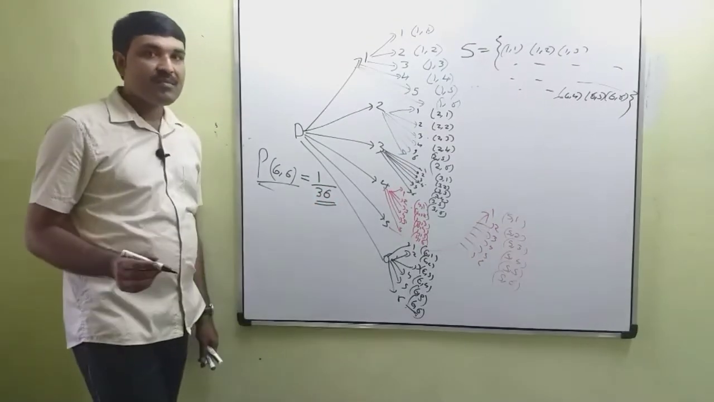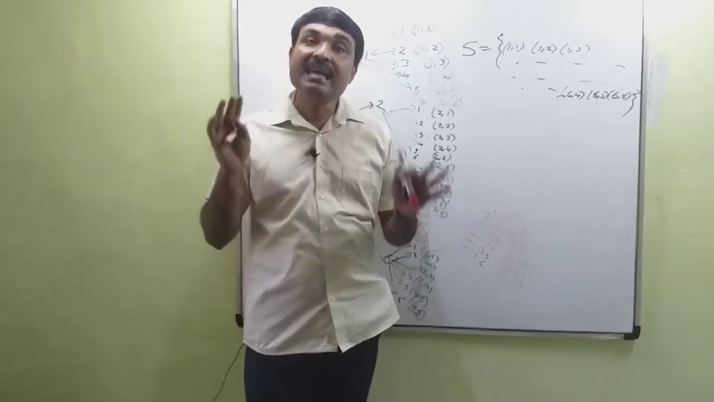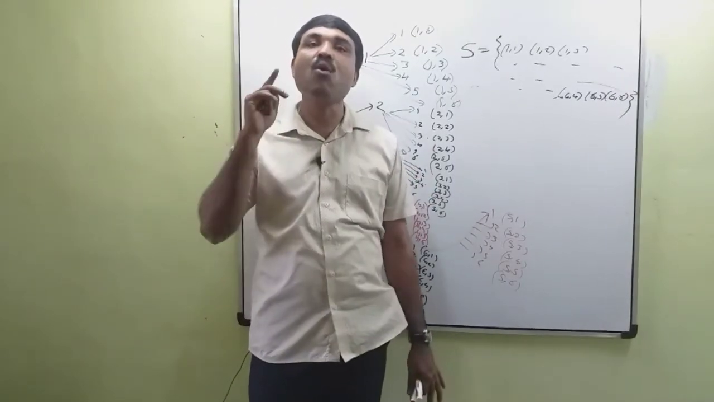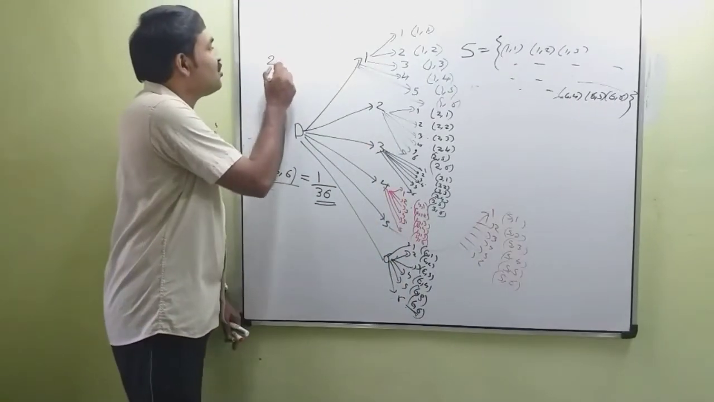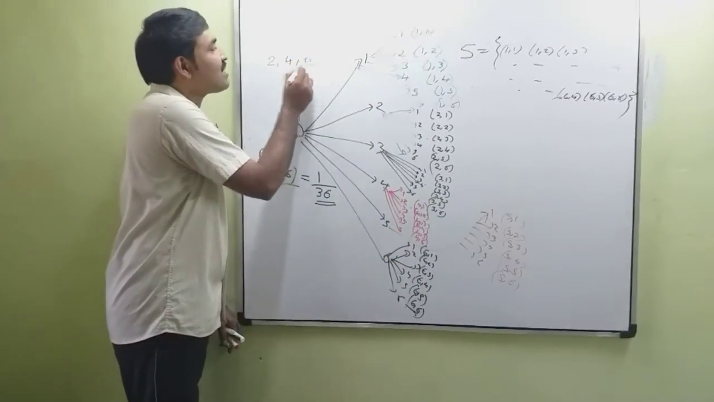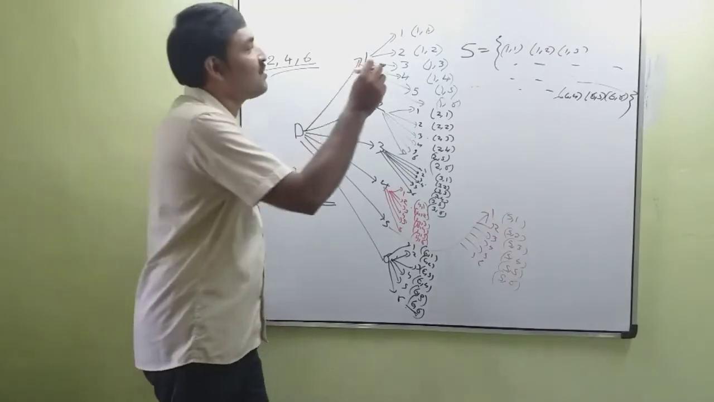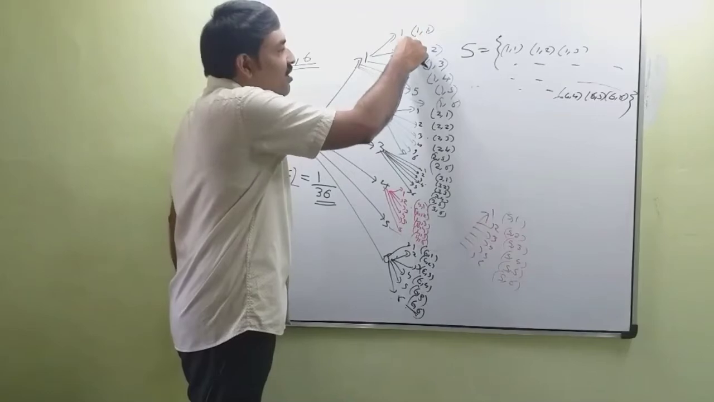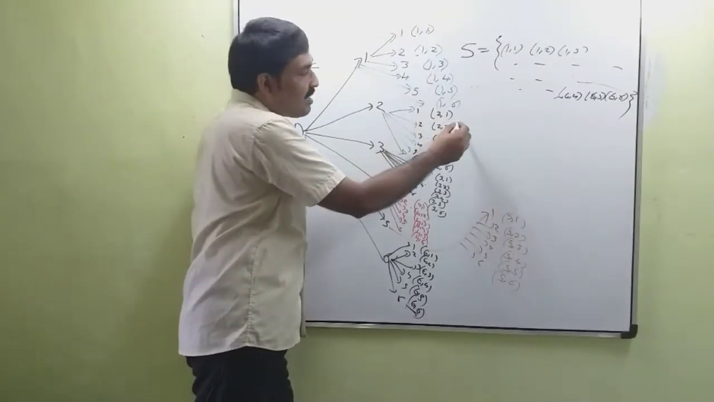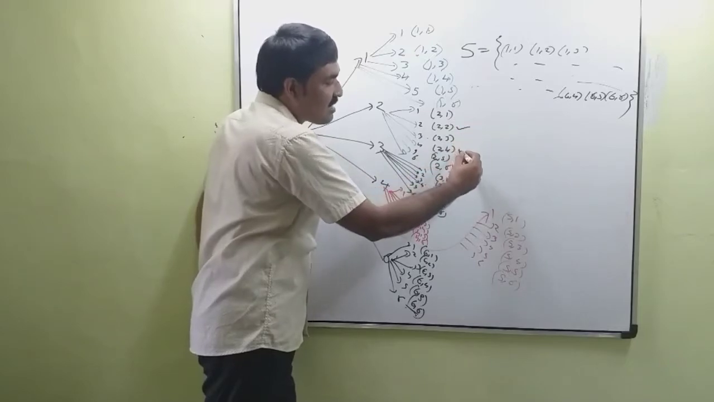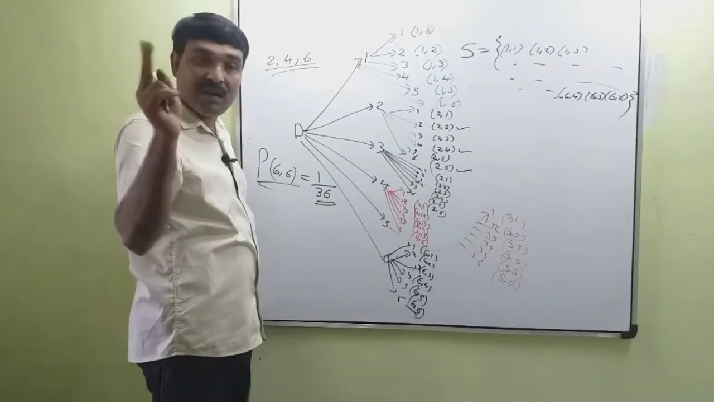Now what is the probability of getting an even number in both throws? Even number means either 2, 4 or 6, and this must come in both cases. Here the first is 1, which is an odd number, so we neglect it. Here for 2, this is a chance, this is a chance, this is a chance. So 3 possible outcomes.